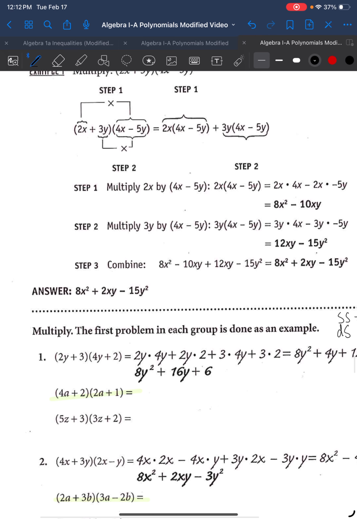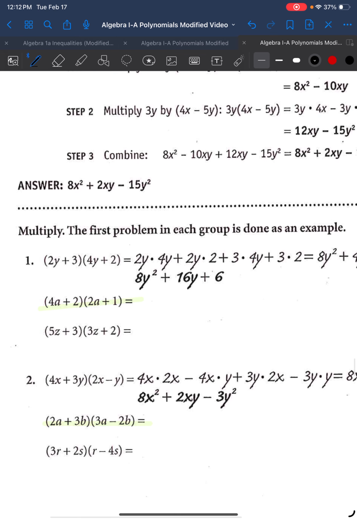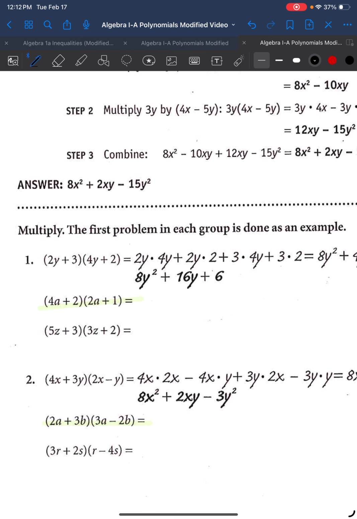So when you are multiplying, first let me explain how these problems work. So it looks like problem one is all the same problem. It is not. How this worksheet is set up is kind of confusing. This is a different problem than this, which is a different problem than this. They're all just the same type of problem, so they group them together. So I'm going to do the ones that are highlighted, and then you're going to practice the ones that aren't highlighted on your own.